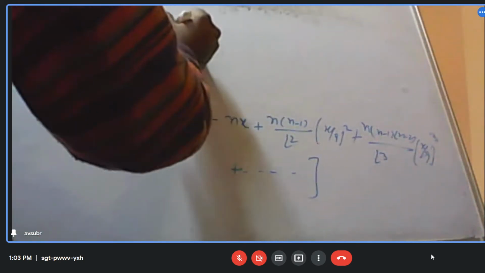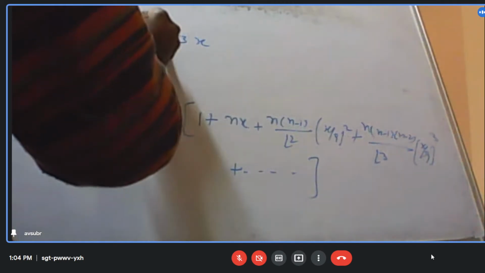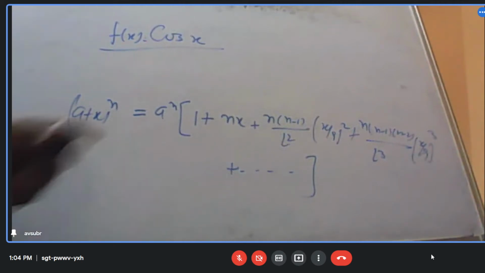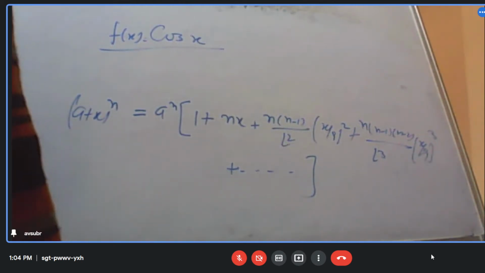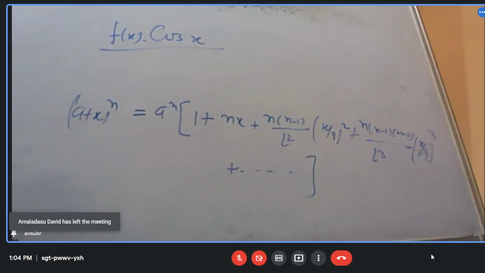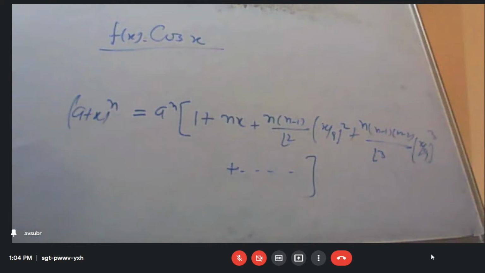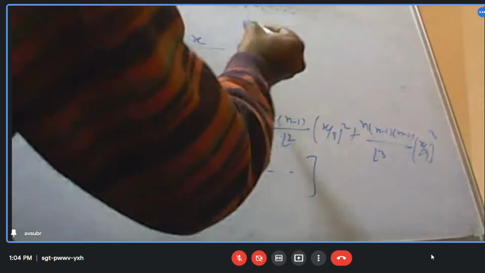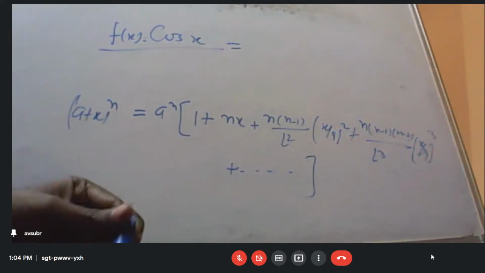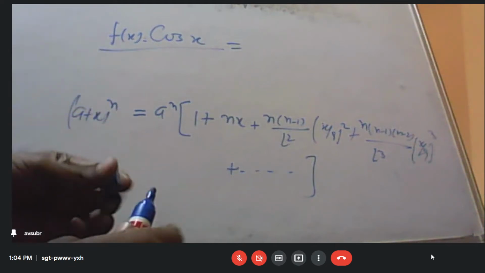Now I give a problem: what will be the series expansion of cos x? Tell me quickly. cos x is equal to, you remember it, 1 minus x square by 2 factorial plus x raised to power 4 by 4 factorial.